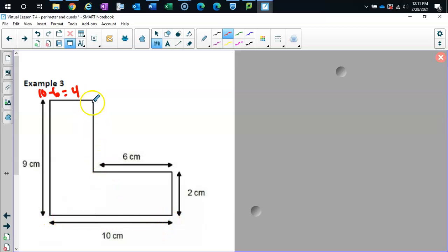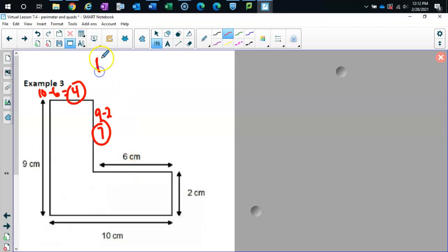Now we need to find this length. Well, look, this side is 9, and from here to here is 2. So 9 minus 2 gives us 7. How do we know that that's right? Look, from the top to the bottom, 2 plus 7 does give us 9.